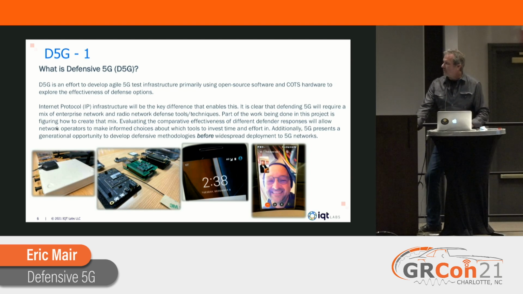To sum it up, we're developing a 5G test infrastructure, basically as cheaply, easily, and quickly as we can. Because we don't have a lot of money, we don't have very much time. We can't go out and buy some of the commercial cores out there. So we're trying to do this using open source software and COTS hardware. And we're doing this to explore the effectiveness of our different defense options that we want to test out.